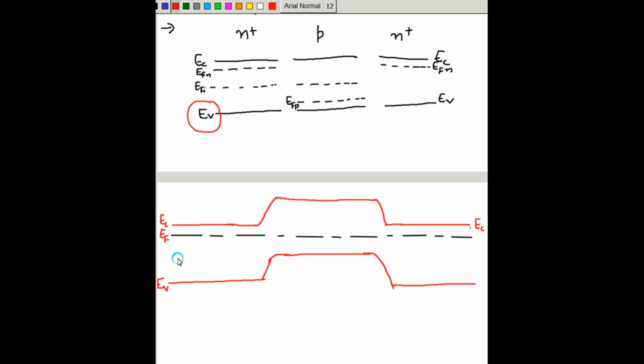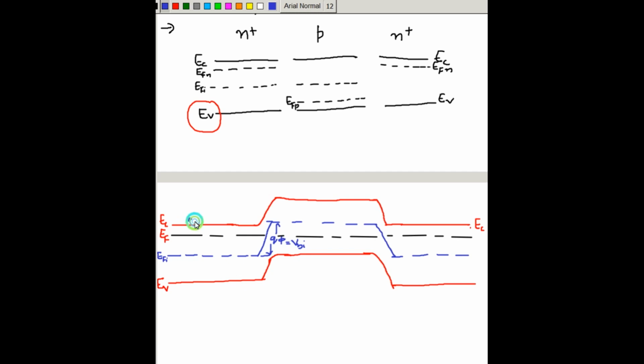Now let's see. The intrinsic Fermi level for the N plus side will be along, let me draw the intrinsic Fermi level with the blue color. So this is our intrinsic Fermi level along this side, and this is our intrinsic Fermi level along this side, and here we have the intrinsic Fermi level which is along this side. So if we join these intrinsic Fermi levels like this, the difference in the position of these intrinsic Fermi levels in N and P, let us say it is Q phi. So this Q phi is actually our built-in potential barrier.